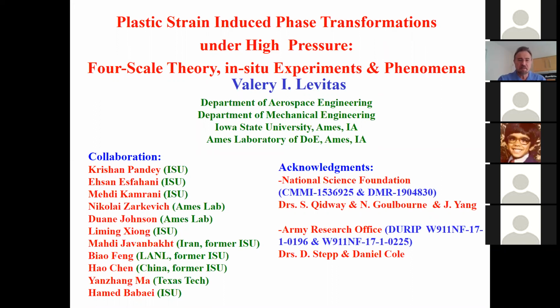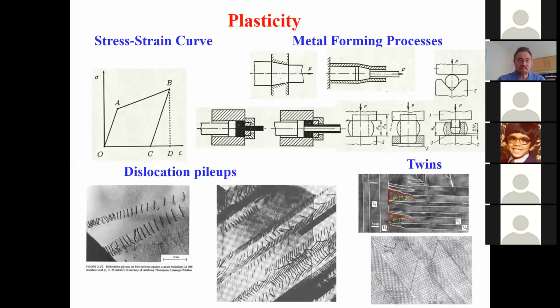Okay. I will start with insulting your intelligence and giving some simple definitions. So this is a schematic stress strain curve. If you are moving along this line, loading, unloading, and there is no residual strain, this is elastic deformation. If you go further and after unloading, we receive residual strain, this is plastic strain, we have hysteresis. This is the essence of plasticity phenomena. And all metal forming processes are based on plasticity phenomena.